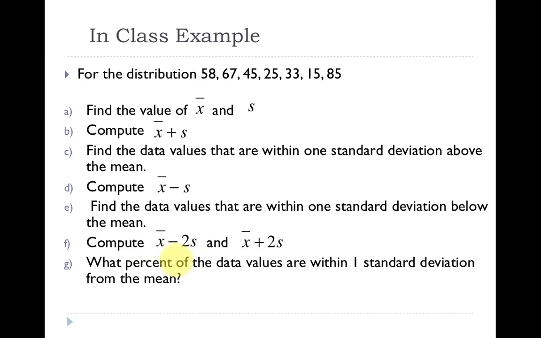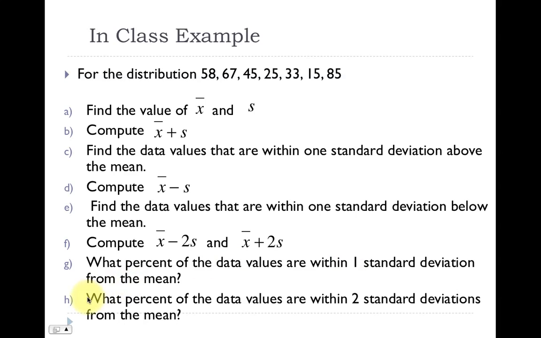We're going to find the percent of data values that are within one standard deviation from the mean. So within one standard deviation means from one standard deviation below the mean up to one standard deviation above the mean. We're going to find out what percent of the data values are within 2 standard deviations from the mean. Within 2 standard deviations means from 2 standard deviations below to 2 standard deviations above.